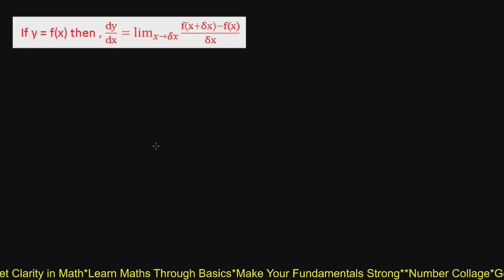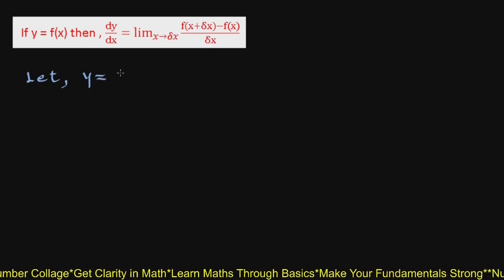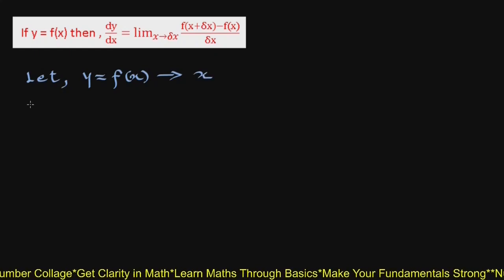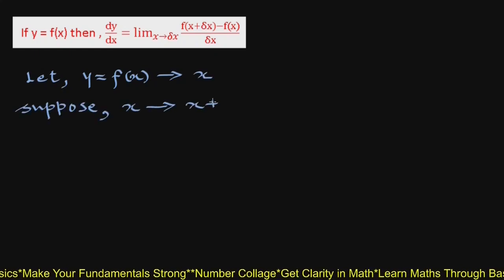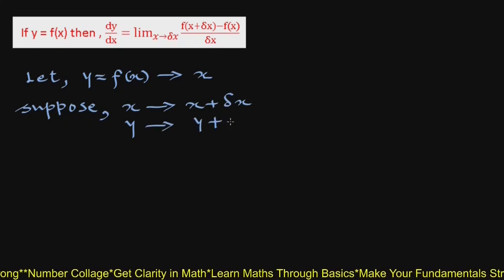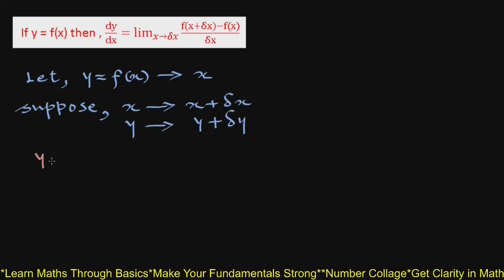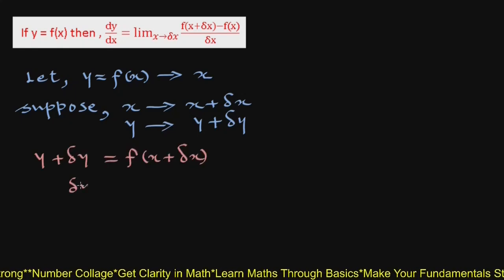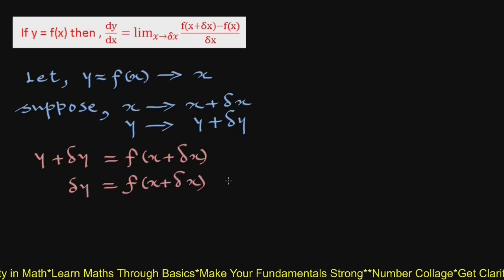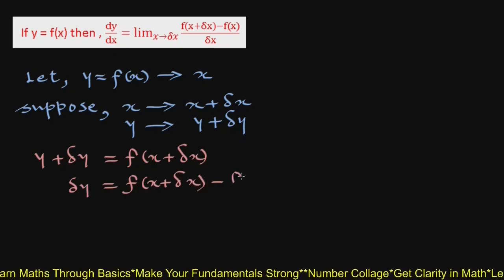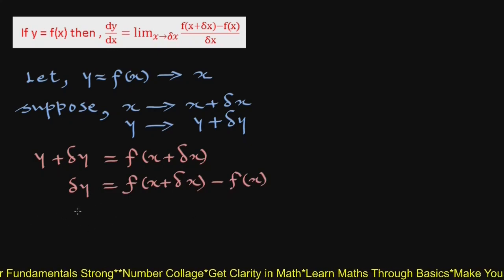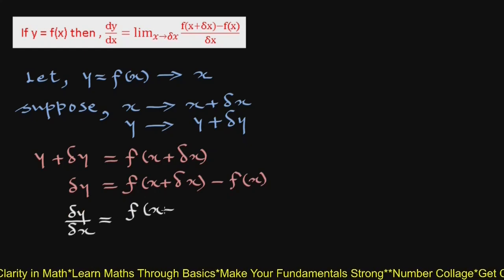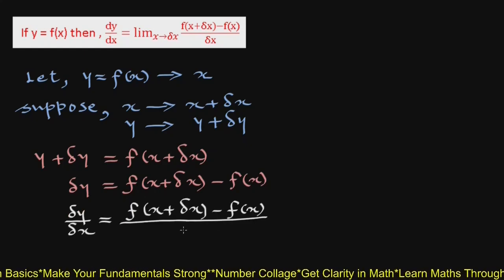Let us recall differentiation. Let y equals f(x) be a function of a single independent variable x. Suppose x changes to x plus delta x, then y will change to y plus delta y. So we have y plus delta y equals f of x plus delta x. Delta y will be f of x plus delta x minus y. But y is f(x), so it will be minus f(x). Dividing both sides by delta x, it will be delta y upon delta x equals f of x plus delta x minus f(x) upon delta x.